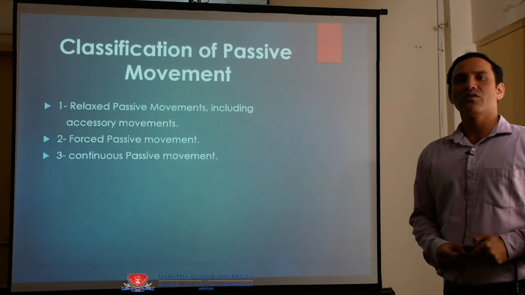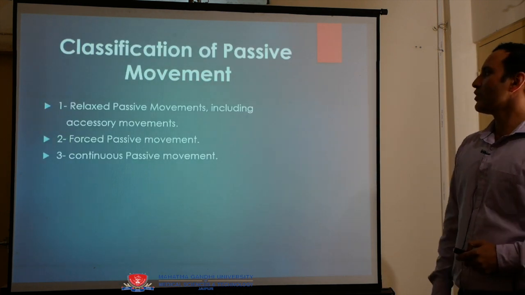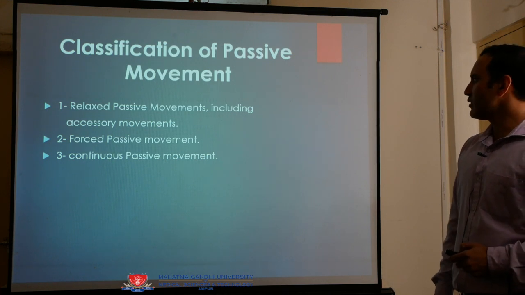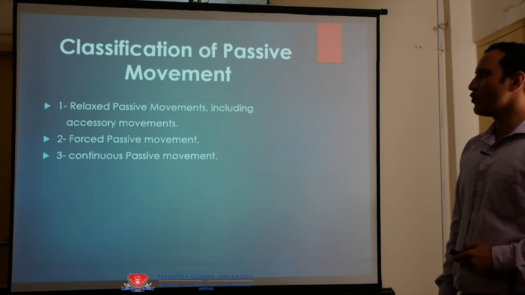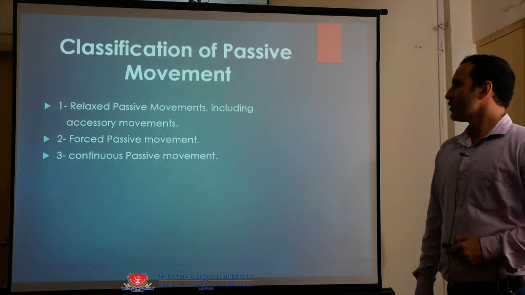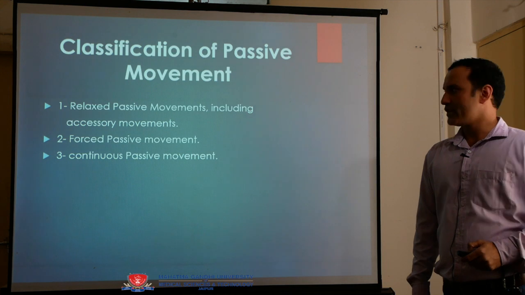So classification of passive movement. First, relaxed passive movement including accessory movements. Second, forced passive movement. Third, continuous passive movement.